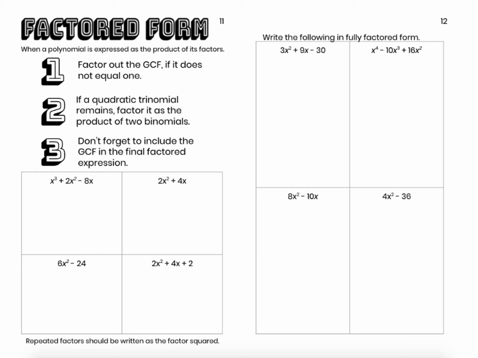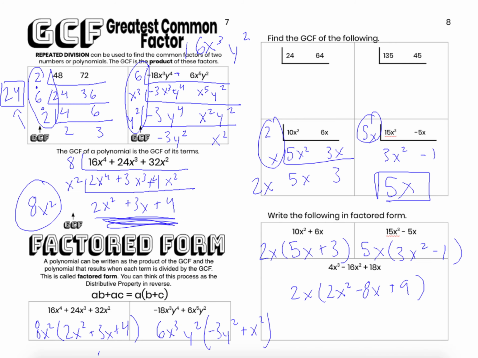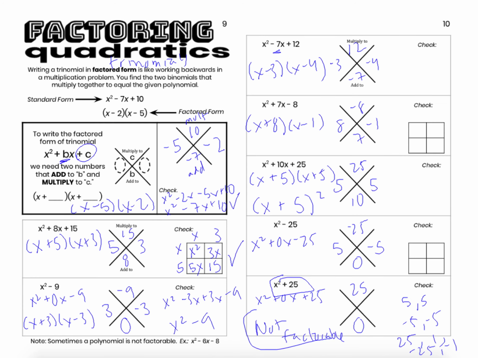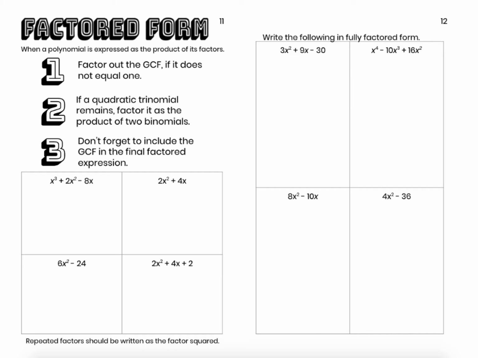So far we have looked at writing a polynomial in factored form by factoring out the greatest common factor. And we've also looked at writing a quadratic trinomial in factored form by factoring it into two linear binomials. So in Algebra 1, when you're asked to fully factor, what you're going to do is combine both of those two strategies, and sometimes you'll just need to do one or the other.